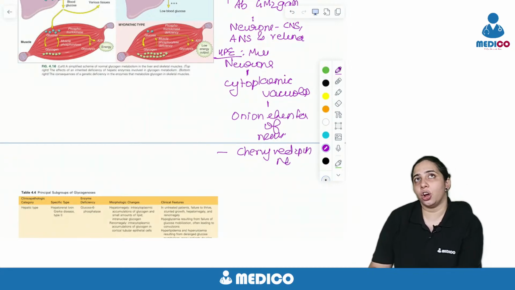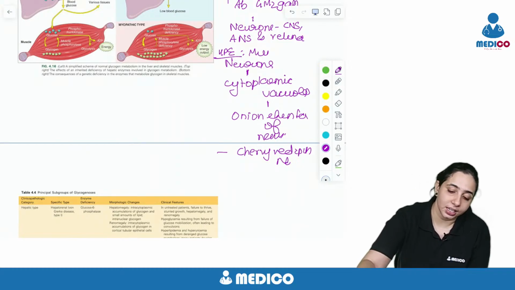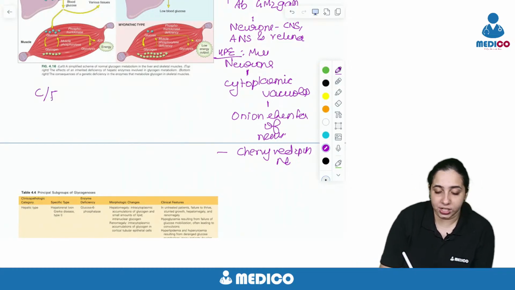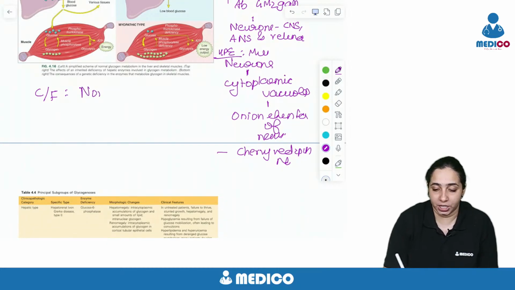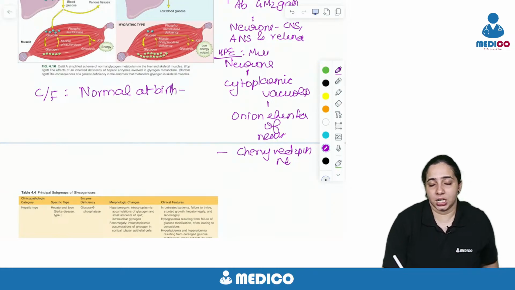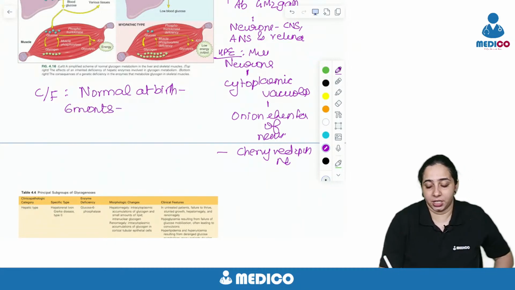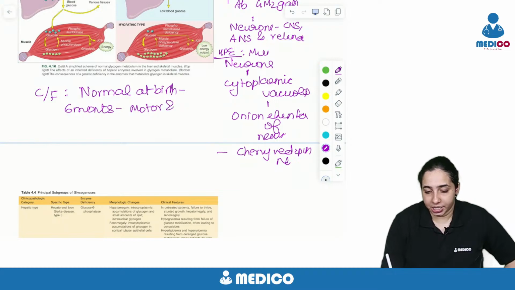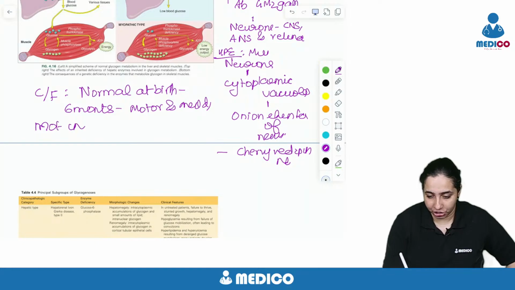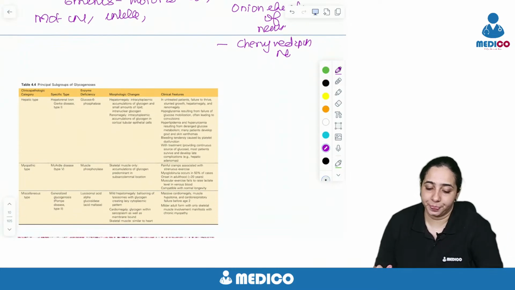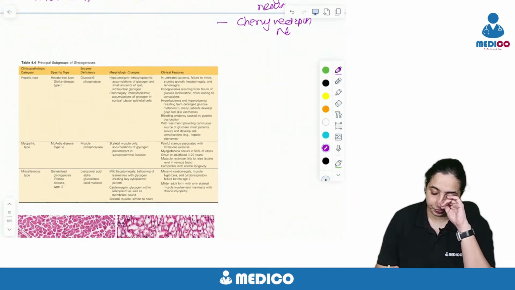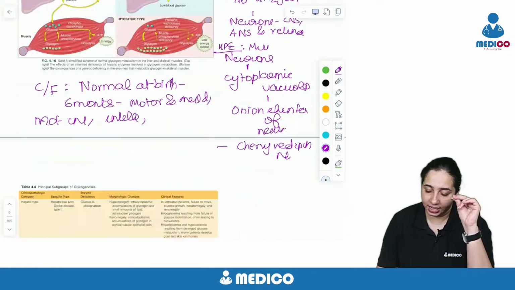Now, when you're talking about a patient with Tay-Sachs disease, the clinical features are that he or she is going to be normal at birth, but the symptoms will start to occur from 6 months, and there will be motor and mental degradation, then motor incoordination, intellectual disability, etc. Okay. So that is it about Tay-Sachs disease.